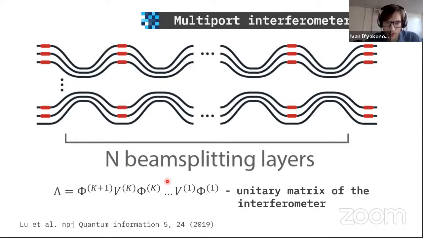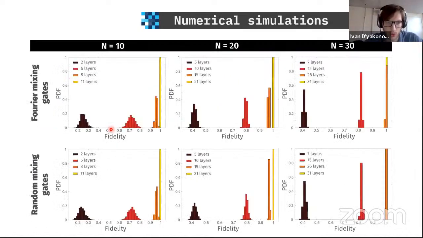We did test different configurations of these matrices. The first one was the most obvious one, also a generalization of the balanced beam splitter: the Fourier matrix, which redistributes the light from the input evenly between the output ports. So we expected it to work quite well. These are the histograms for the Fourier gates. The yellow color shows the optimal number of layers, when you have the exact number of parameters to describe the unitary group in your interferometer.